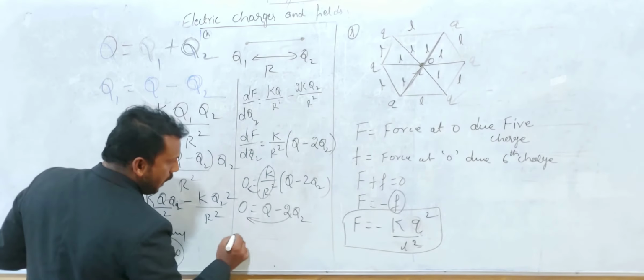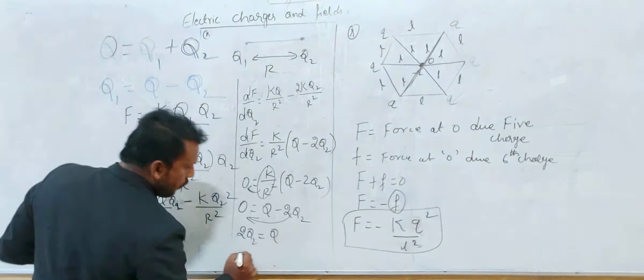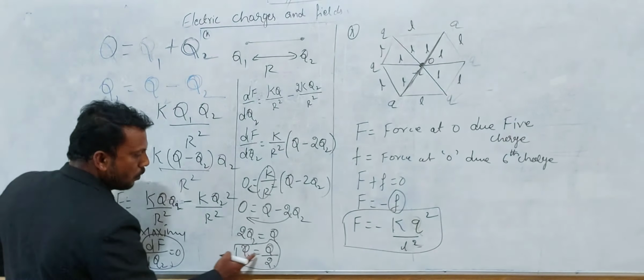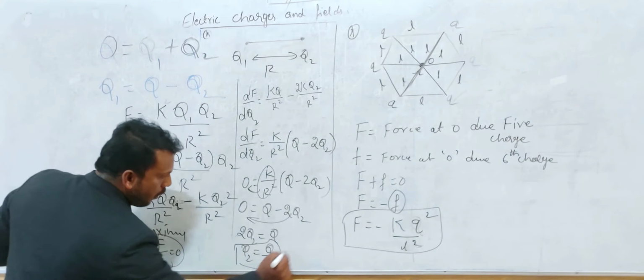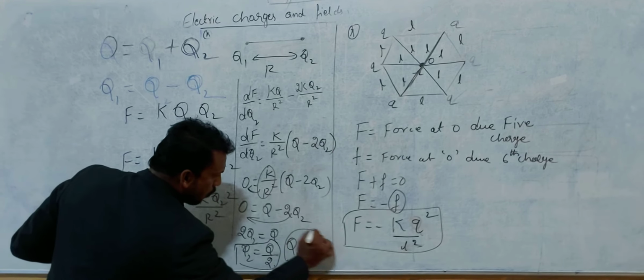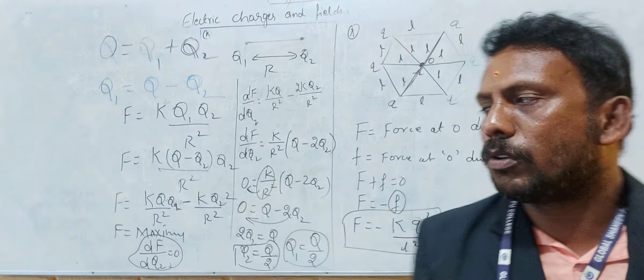Q2 comes to this side. 2Q2 is equal to Q. Therefore Q2 is equal to Q divided by 2. The maximum force occurs only when Q2 is equal to Q by 2, or Q1 is equal to Q by 2. Q1 is equal to Q by 2 or Q2 is equal to Q by 2.